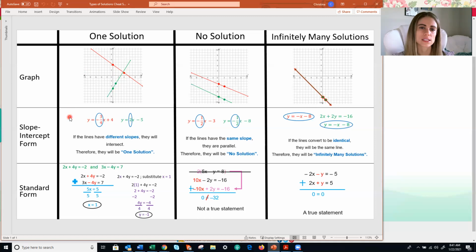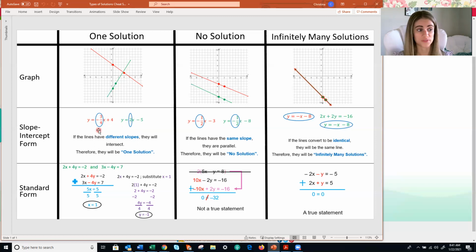But let's focus on what it looks like as an equation before you graph it, since that's the focus of this assignment. If your equations are in slope-intercept form, the y equals mx plus b, all you have to really look for is, do your two lines have different slopes? Because if they have different slopes, that means they're moving at a different rate. Therefore, at some point in time, they will intersect, they will cross. Therefore, it's one solution.